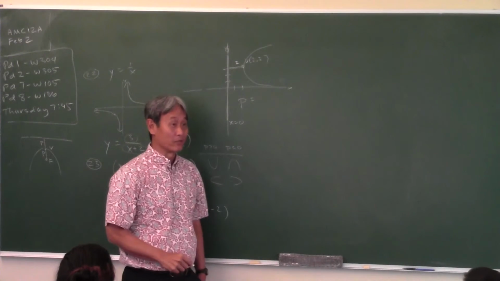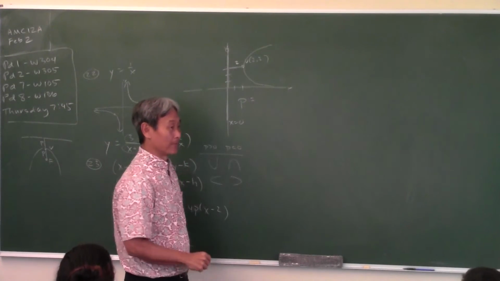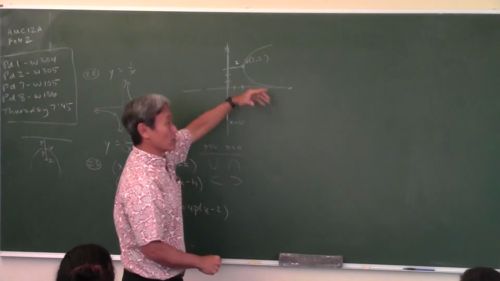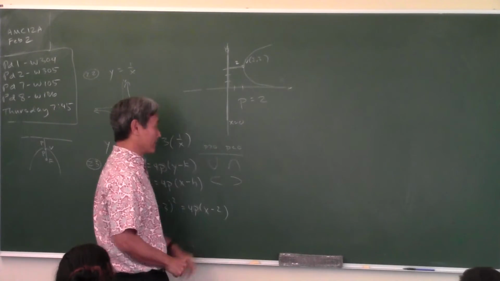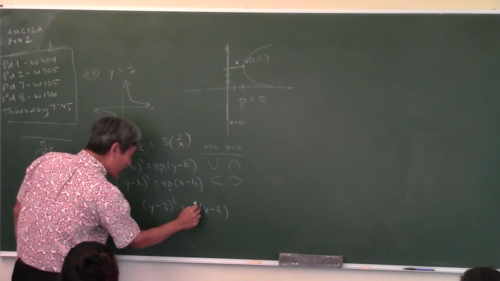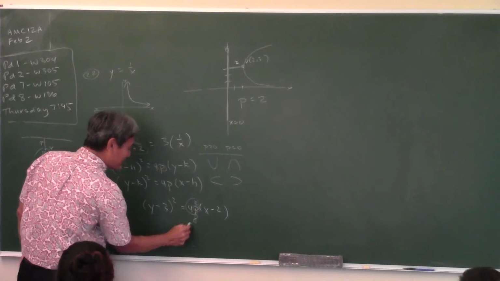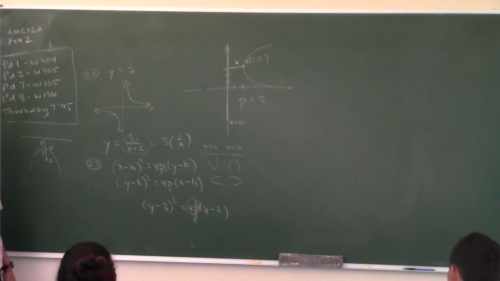Positive 2 or negative 2? Because it's opening to the right, it's positive 2. If it was opening to the left, then it would be negative 2. So all you have to do is put 2 right there, and of course 4 times 2 is 8. Finish, then you pick out the answer. It's multiple choice.